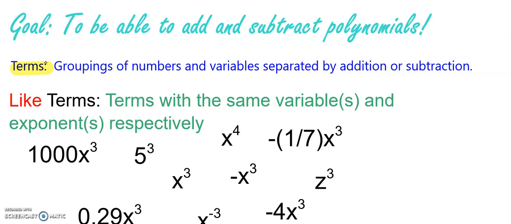Great, awesome, glad you remember that. The reason why we care about that so much with addition and subtraction of polynomials is because to add or subtract polynomials, we need to add or subtract like terms. So we need to first understand what are terms, and then we need to understand what are like terms. And like terms are terms, makes sense, with the same variables and exponents respectively.